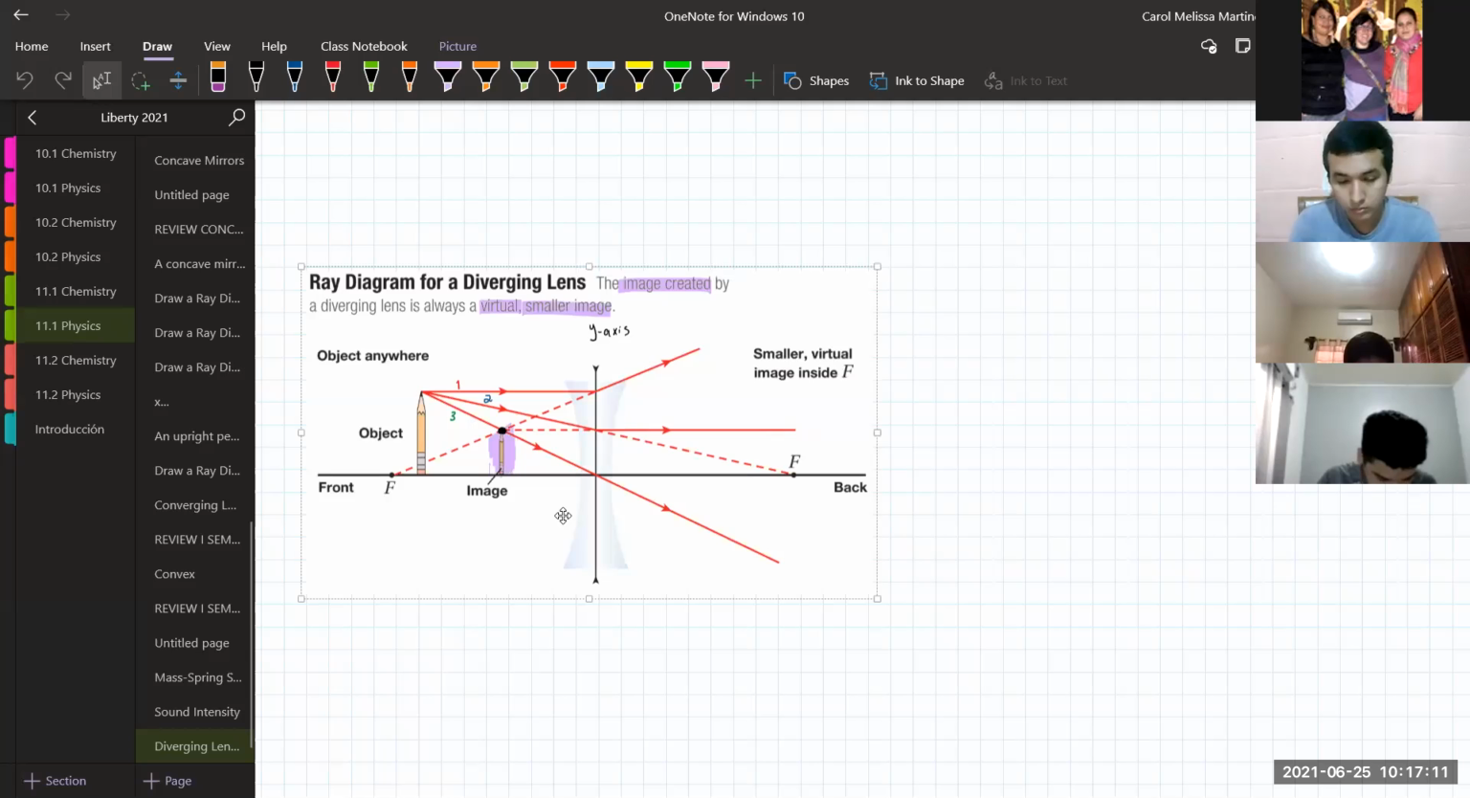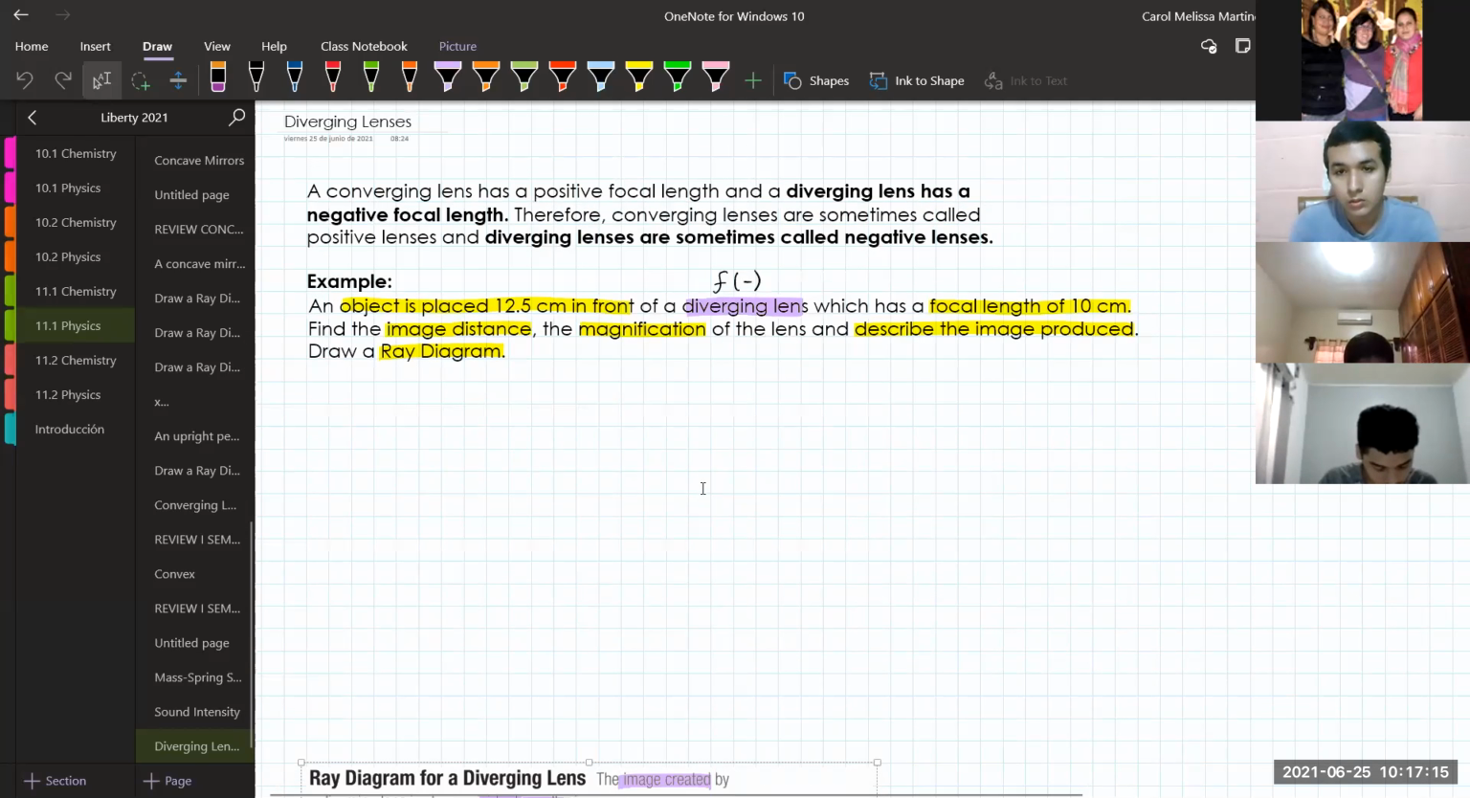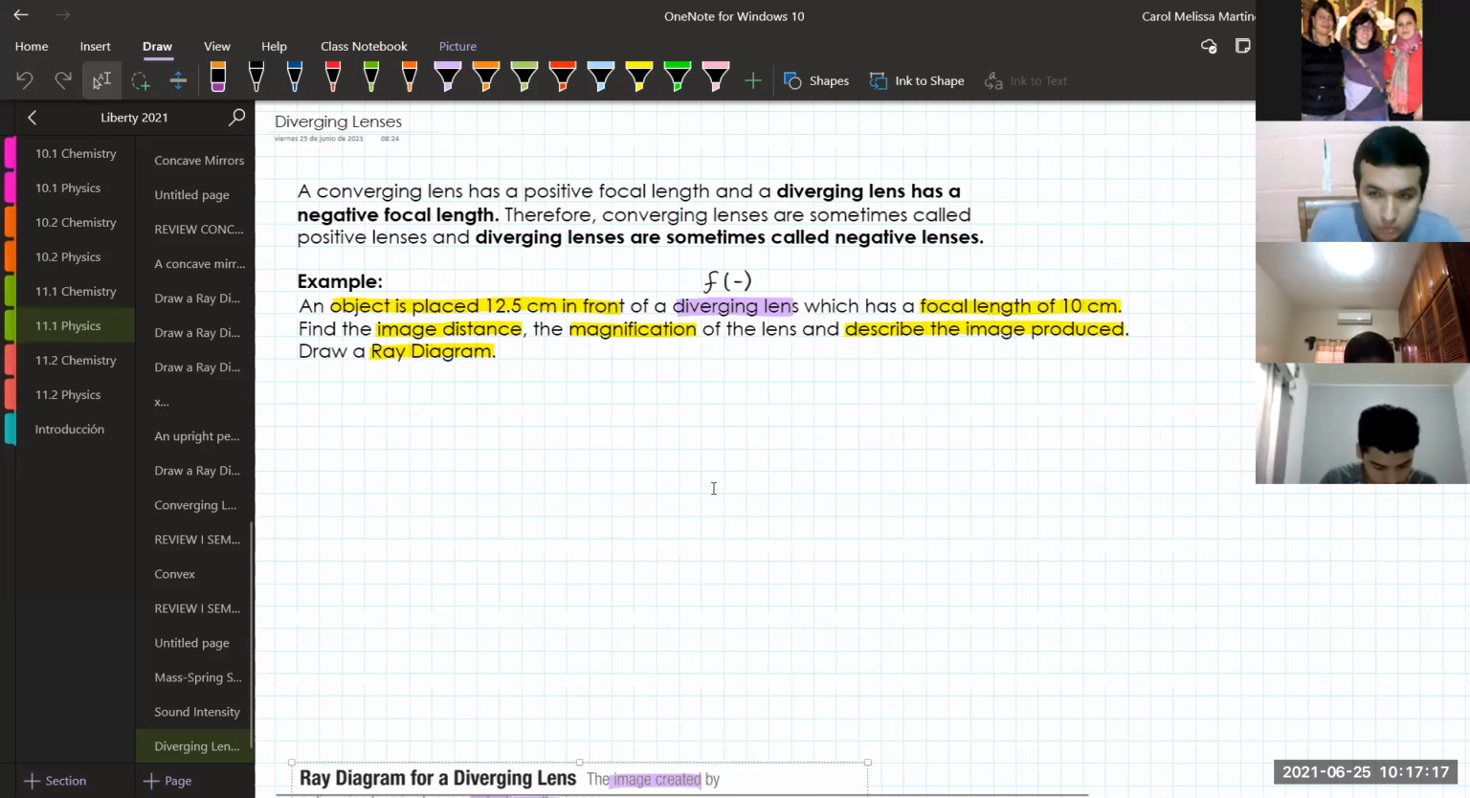Now, how can we work with this kind of problems? The same way that we have been doing so far. The first step is just listing the givens.